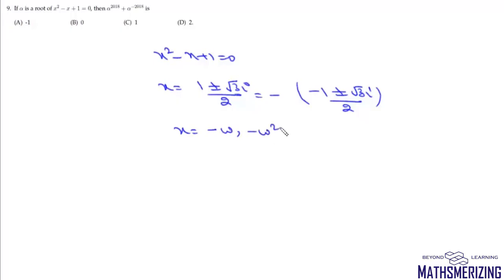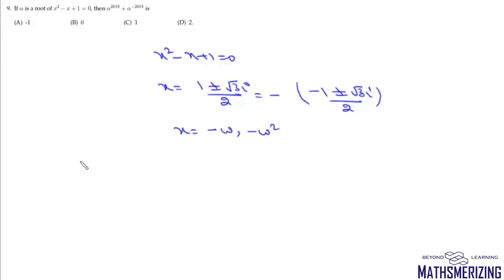Now question number 9 is alpha is the root of x square minus x plus 1 equals 0. So we know that x will be 1 plus minus root 3 iota upon 2. We can write this as minus, and then minus 1 plus minus root 3 iota upon 2, which is nothing but complex cube root of unity. So value of x is either minus omega or minus omega square.